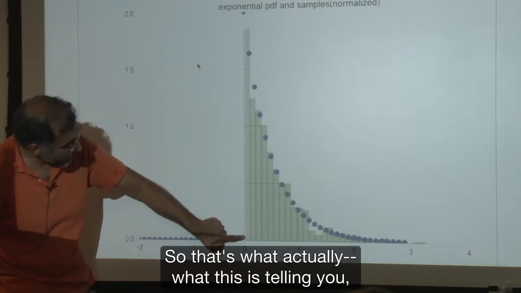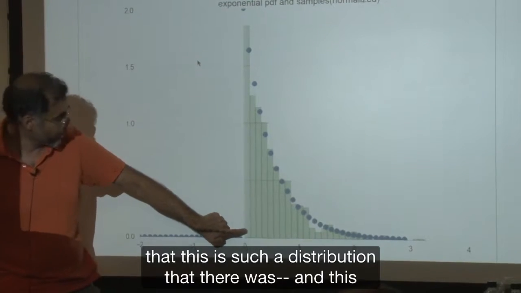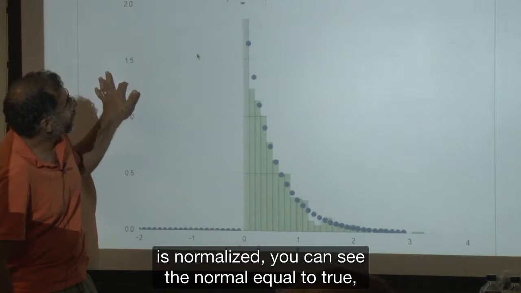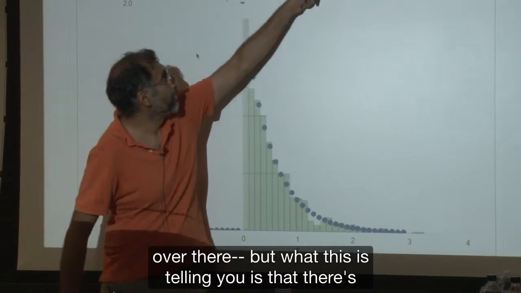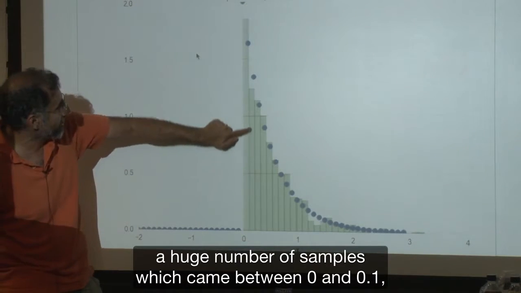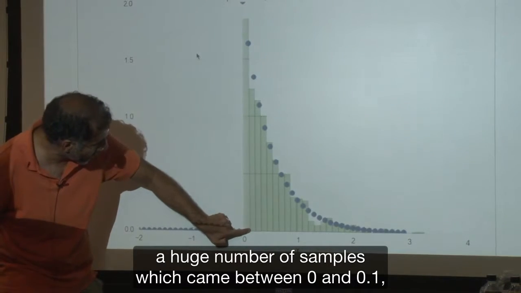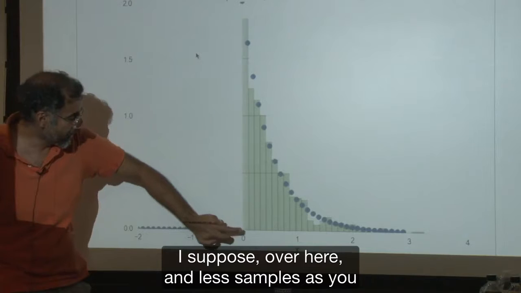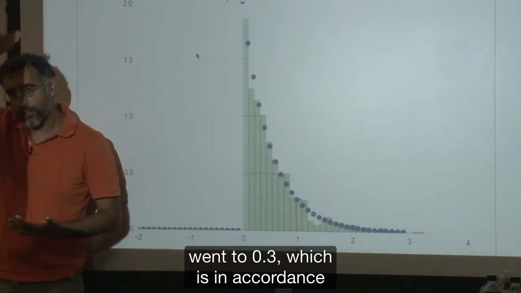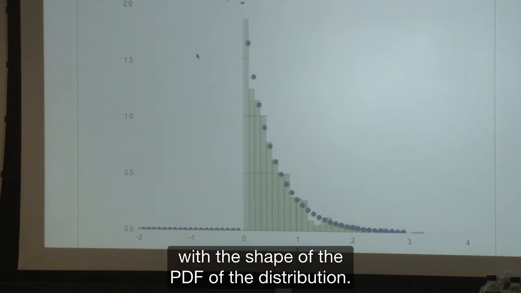So that's what this is telling you, that this is such a distribution that there was, and this is normalized. So you can see the norm equal to true over there. But what this is telling you is that there's a huge number of samples which came between 0 and 0.1, I suppose, over here. And less samples as you went to 0.2, and less samples as you went to 0.3, which is in accordance with the shape of the PDF of the distribution.